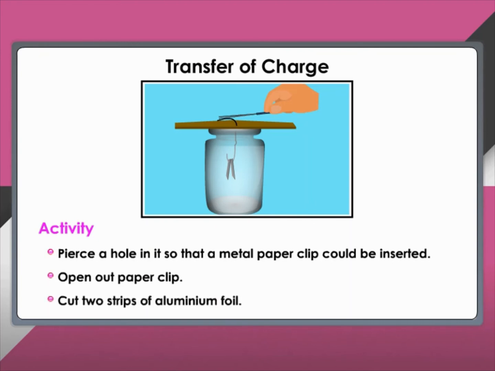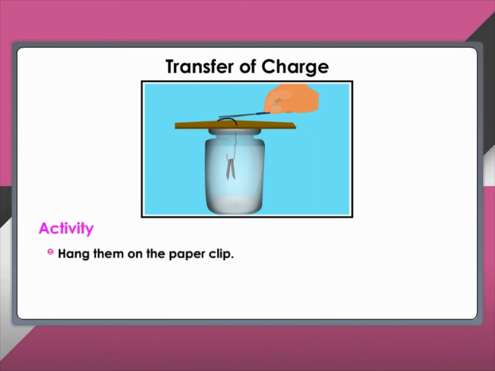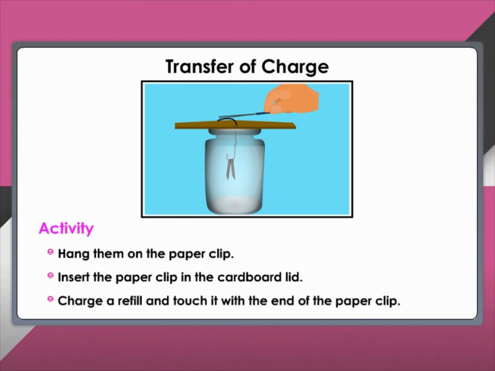Cut 2 strips of aluminum foil about 4 centimeters by 1 centimeter each. Hang them on the paper clip. Insert the paper clip in the cardboard lid so that it is perpendicular to it. Charge a refill and touch it with the end of the paper clip. We can observe that aluminum foil strips receive the same charge from the charged refill through the paper clip.